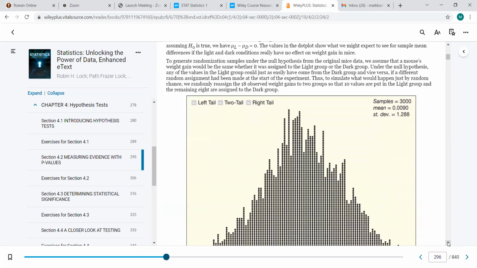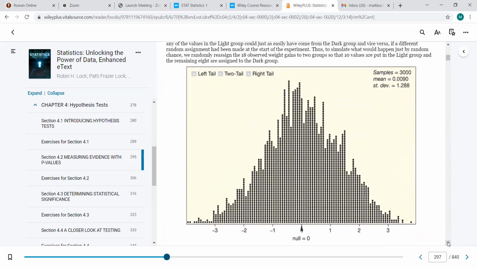dot plot that looks like this with 3,000 samples. Each of the samples is for the 18 mice. And what we're going to do is assume that there's no difference between the weight gains in the light group and the dark group. In other words, we're going to assume the null hypothesis is true.